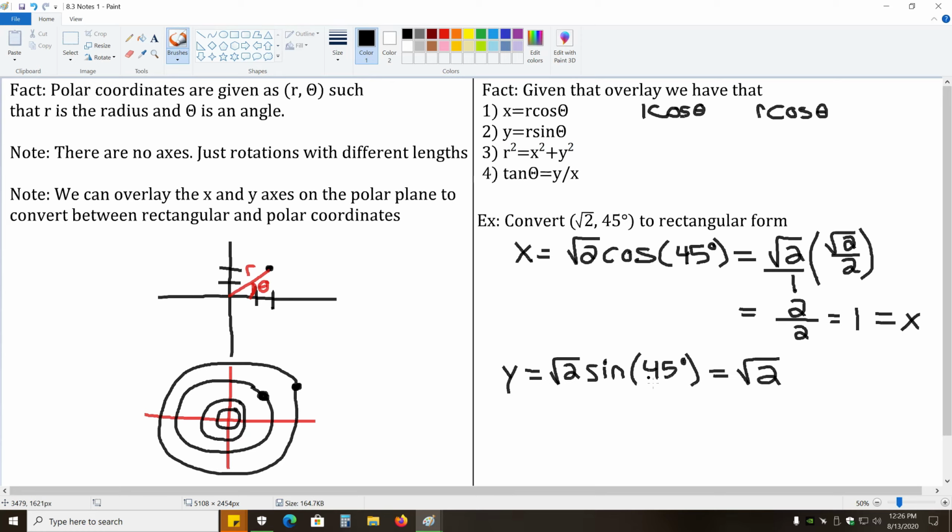And we know that sine of 45 degrees is also the square root of 2 over 2, which means we immediately know that this result will just be 1 as well. y equals 1. So what is the rectangular form of the square root of 2, 45 degrees? It's (x, y), which in this case is (1, 1).